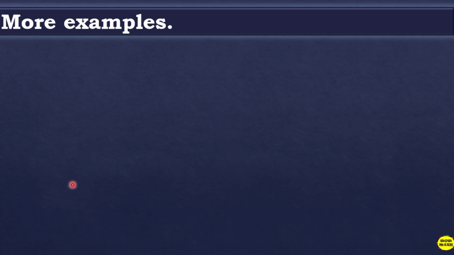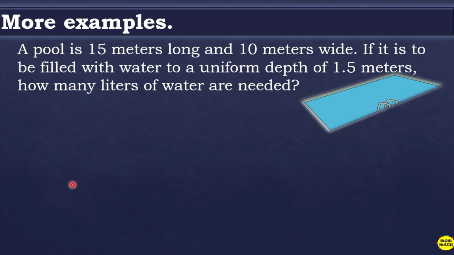Okay? Next. A pool is 15 meters long and 10 meters wide. If it is to be filled with water to a uniform depth of 1.5 meters, how many liters of water are needed? So, merong pool na ang goal is dapat malagyan ng tubig. Okay. So, ang pool daw is 15 meters long, 10 meters wide, at ang lalim niya ay 1.5 meters. Ulitin ko, 15 meters long, 10 meters wide, at ang lalim niya ay 1.5 meters.